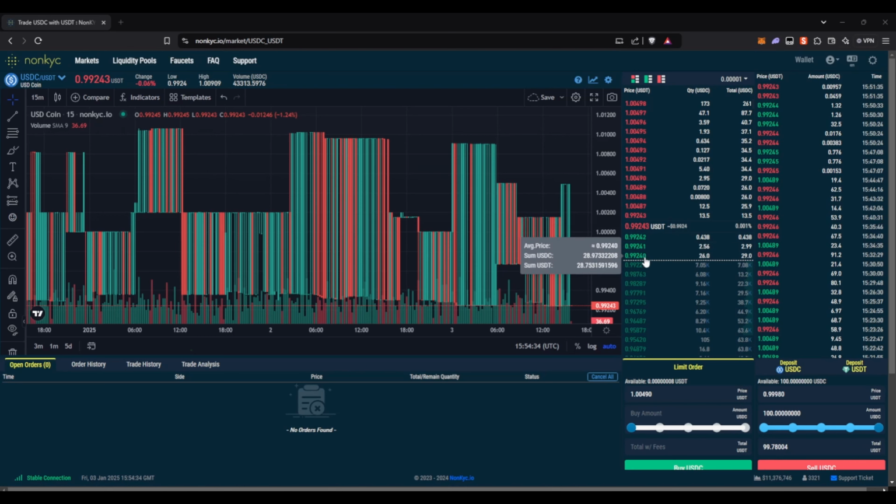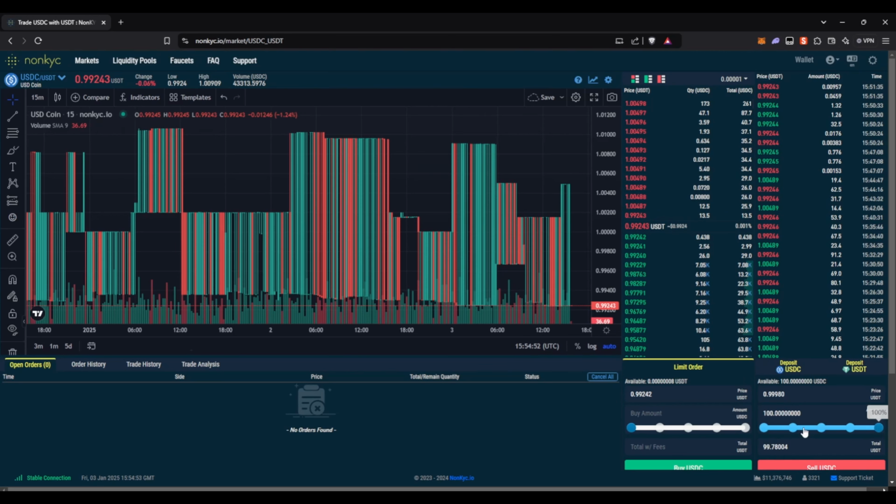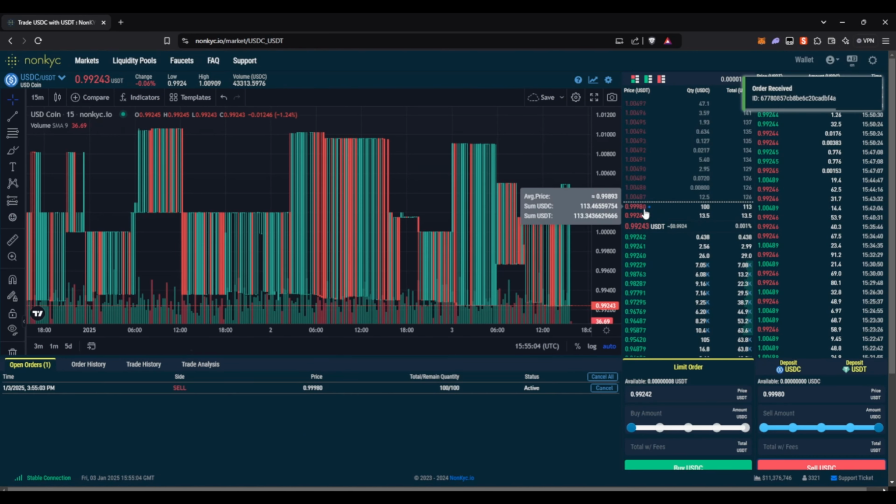So what we're going to be doing is utilizing a limit function, because I want as close to 100 USDT as I can get. Instead of going against the bid right here, I'm going to make my own ask. I'm going to set it to 9980 and hope that somebody wants USDT or USDC more than I want USDC. So I'm going to sell all 100 at a limit, and I'm going to hit sell. This puts me up here on the ask.